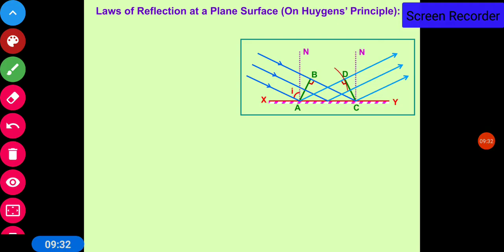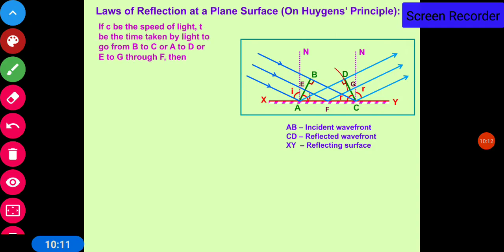Now AN is the perpendicular. Let us see that this is the angle I, the angle of incidence. And this is the angle of reflection, and angle ACD will be equal to the same angle of reflection R. Now E, F and G are other points on the incident wavefront and the reflected wavefront. So AB is the incident wavefront, CD is the reflected wavefront, and XY is the reflecting surface.